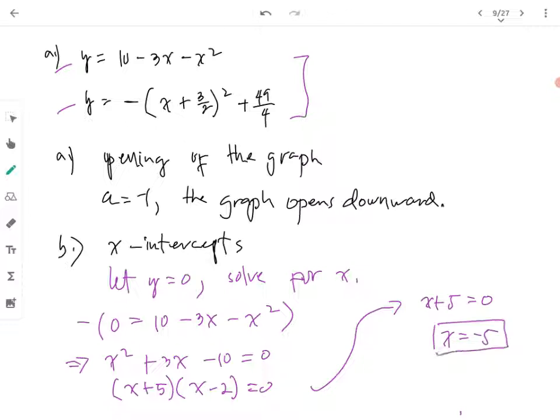So x minus 2 equals 0 for the other one, and that is x equals 2. We know that the graph opens downward. The x-intercepts are negative 5, 0, and 2, 0. It will pass through negative 5, 0, and it will pass through 2, 0. So we already have that information. It goes down, and it will pass through these 2 points on the x-axis.